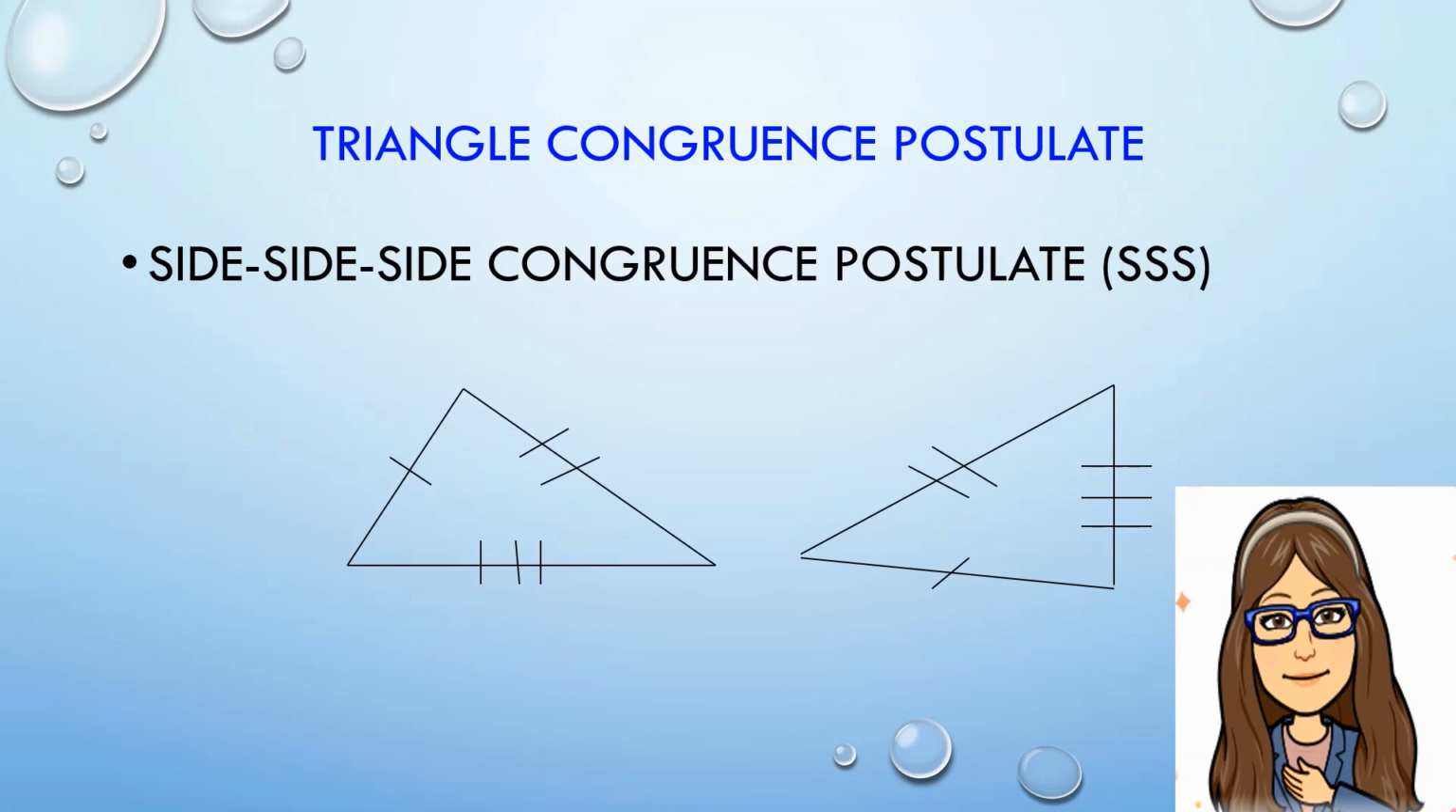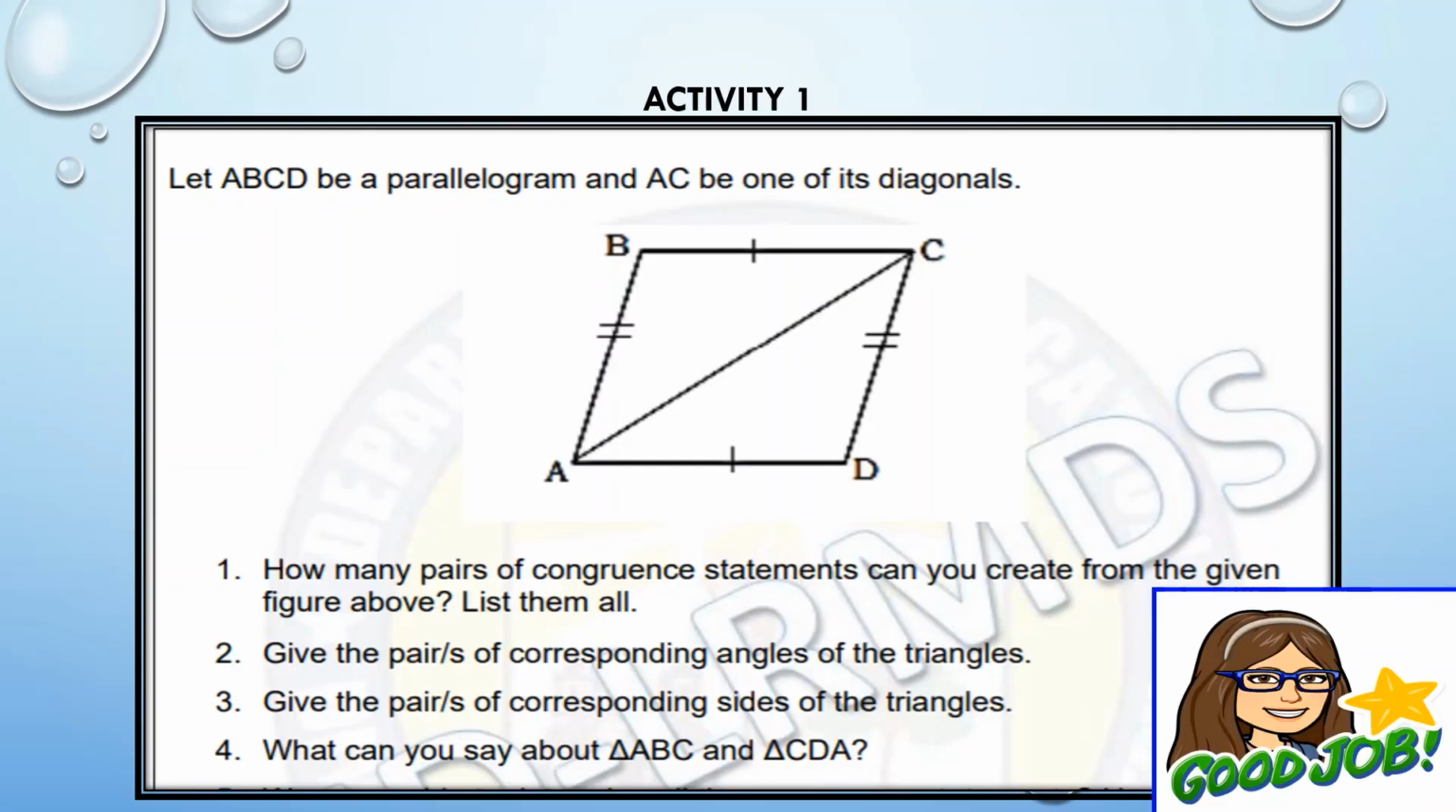To help you understand better, let's try to explore some of the activities. Let's have activity 1. Let ABCD be a parallelogram and AC be one of its diagonals. Number 1. How many pairs of congruent statements can you create from the given figure above? List them all. We have 6.